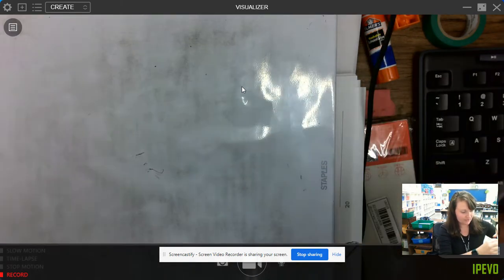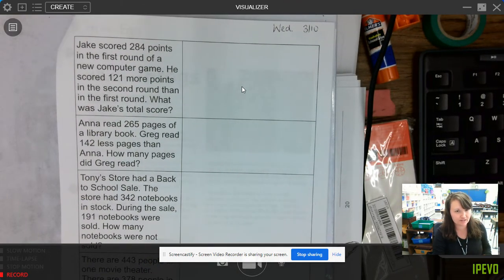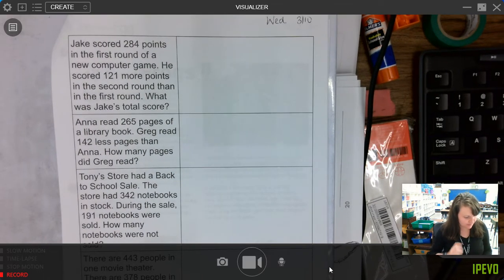Jake scored 284 points in the first round of a new computer game. He scored 121 more points in the second round than in the first round. What was Jake's total score? Next one. Anna read 265 pages of a library book. Greg read 142 fewer pages than Anna. How many pages did Greg read? Tony's store had a back-to-school sale. The store had 342 notebooks in stock. During the sale, 191 notebooks were sold. How many notebooks were not sold?